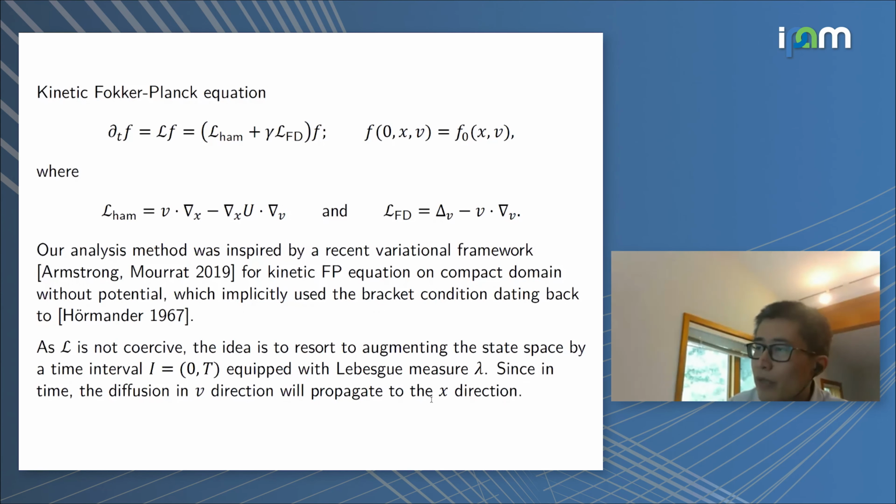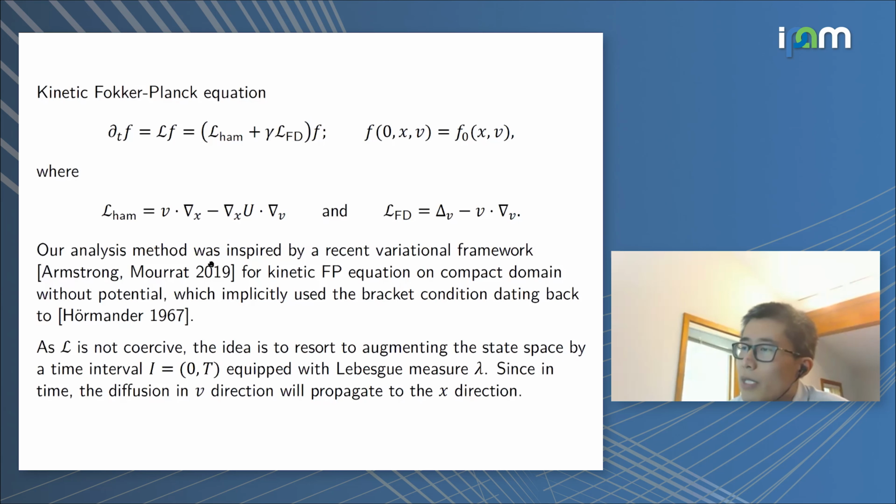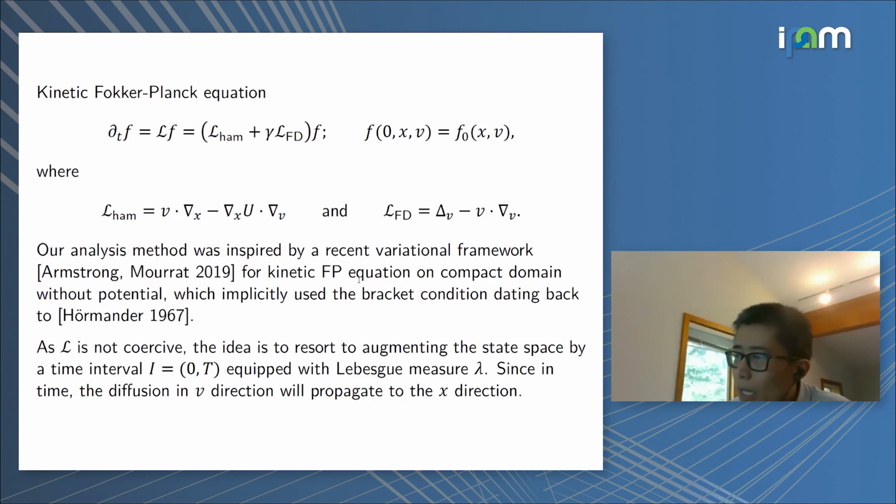I don't think I have a lot of time. As we said, this problem is hypocoercive, so the point is to establish coercivity. Our analysis is quite strongly inspired by a recent work by Scott Armstrong and Jean-Christophe Mourrat in 2019. They studied the kinetic Fokker-Planck equation on a compact domain without potential, so it's just a flat setting. They established a variational framework which very nicely puts the bracket condition dating back to Hörmander into a variational framework.